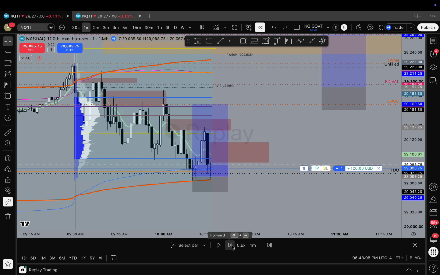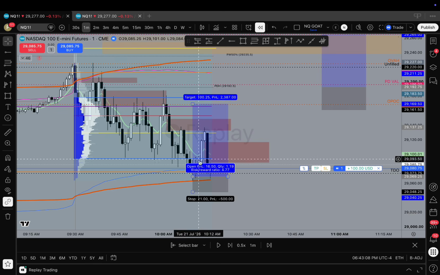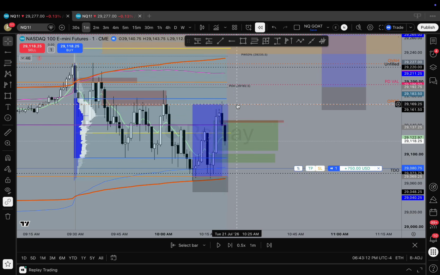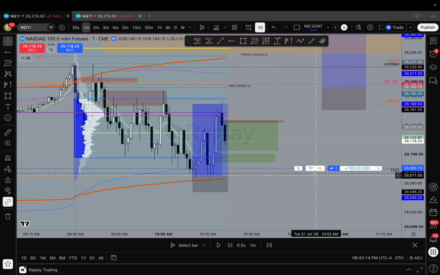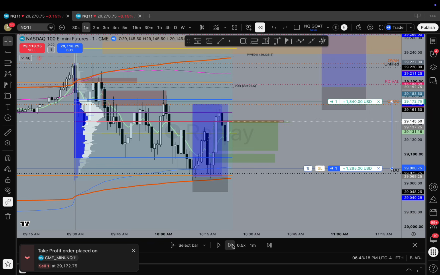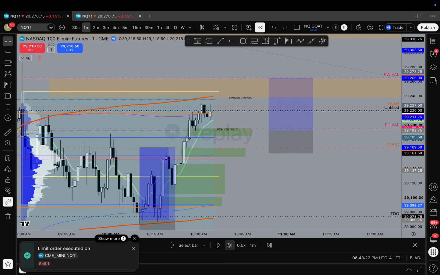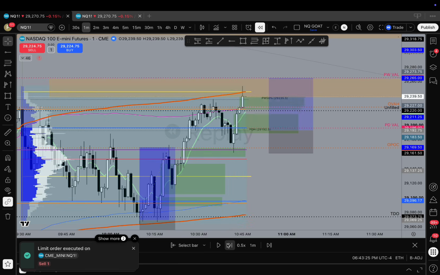And so as you can see, it retags, retests my levels, and then we get our full pump right to my TP right here, the overnight point of control, which is up here. So we hit for a quick 100 points. Could have held this longer, but I just wanted to get in and out of the market, especially with this intraday buffer.